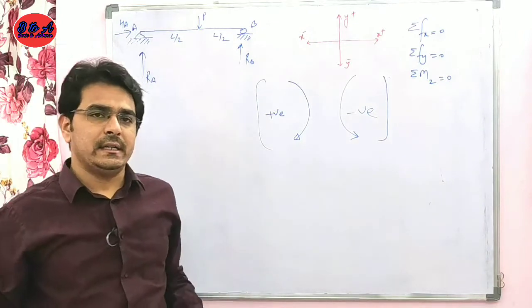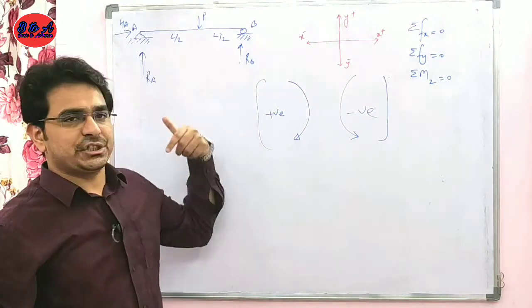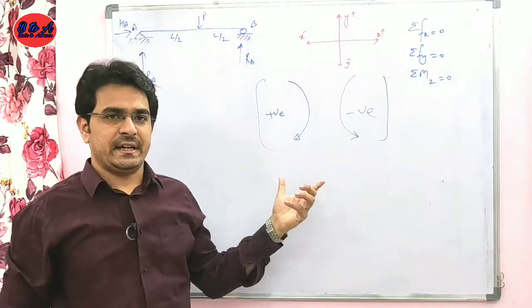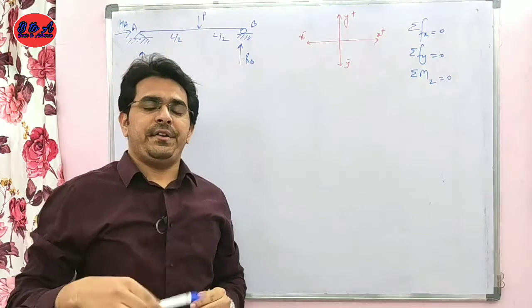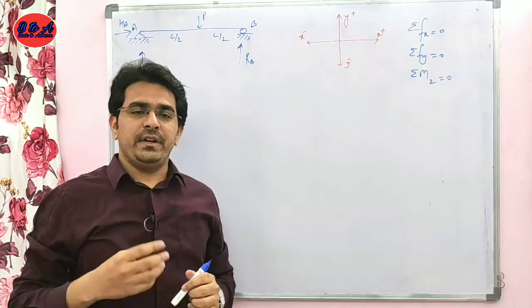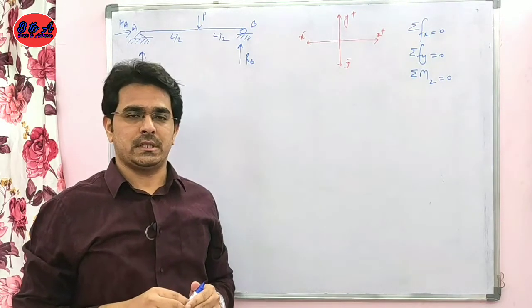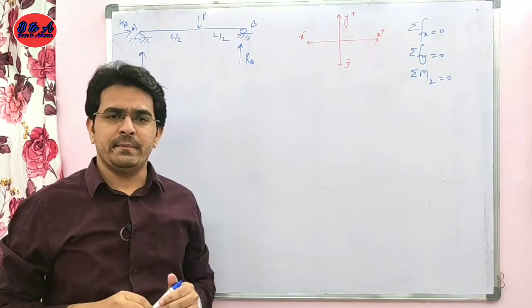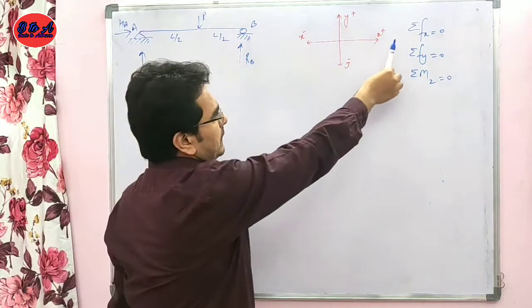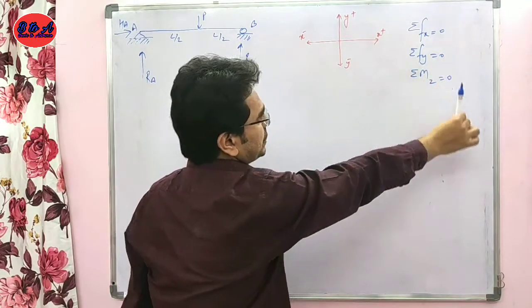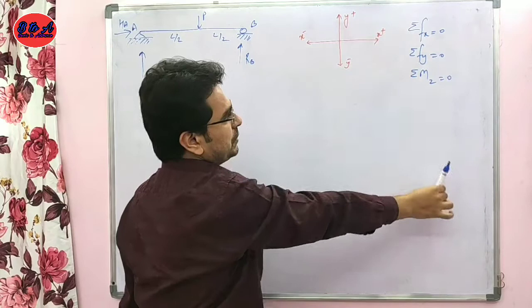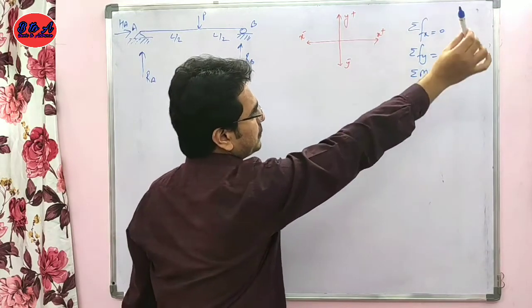While we calculate the reactions, we will utilize these sign conventions. Now, to calculate the reactions, we will use our three static equilibrium equations. What were our three static equilibrium equations? These ones. That is the summation Fx is equal to 0, summation Fy is equal to 0, and the summation Mz is equal to 0.